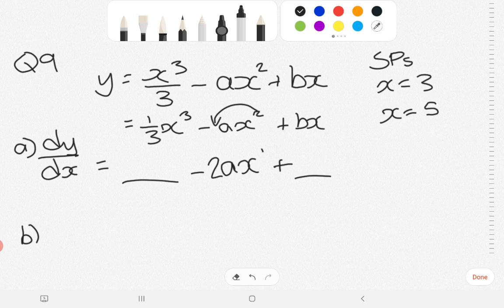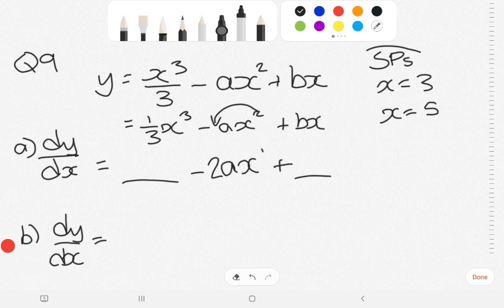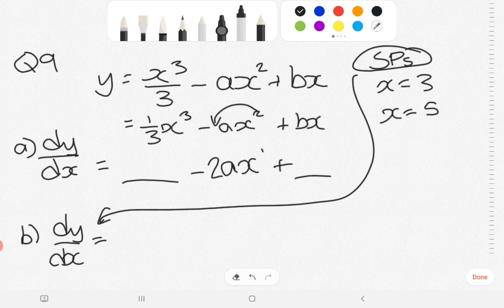Part b then asks to write down. Now, write down in maths always means that it's quite straightforward, and you've not got a lot of work to do. Write down the value of dy by dx when x is 3 and x is 5. Now, the 3 and the 5 aren't really important here. What is important is that they are stationary points. Now, what do you know about stationary points and the value of dy by dx? Have a little think about that and you'll hopefully be able to answer that question.